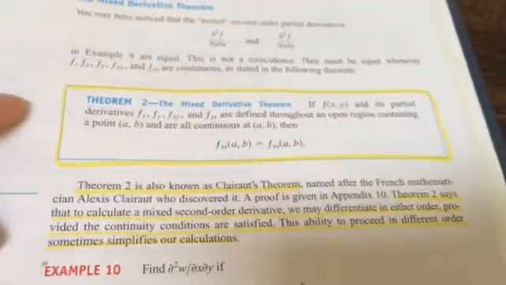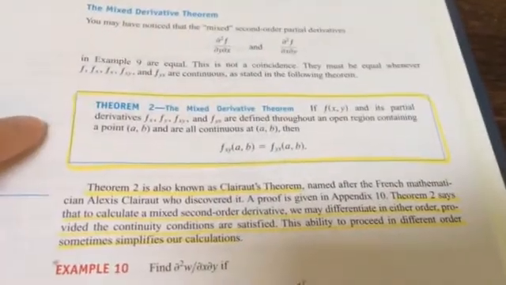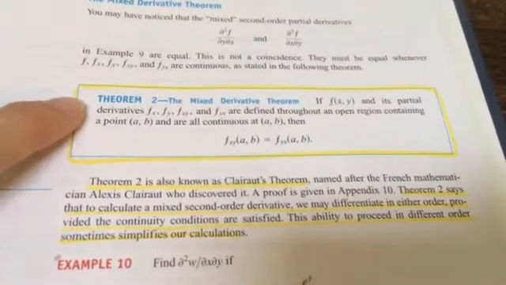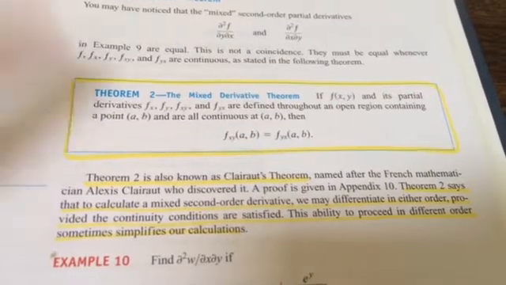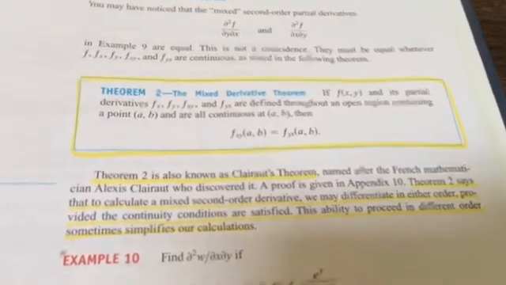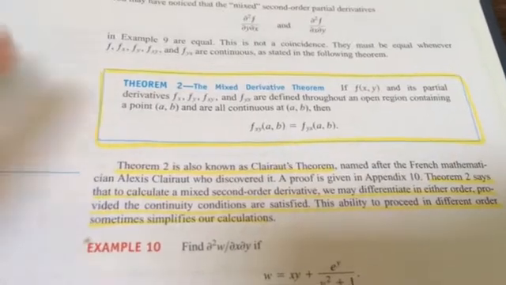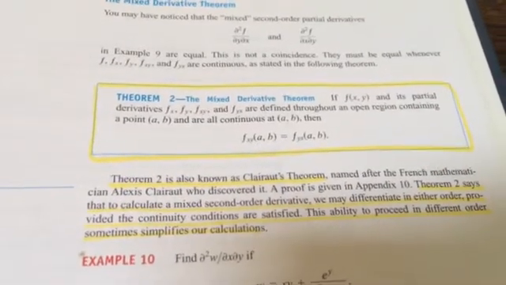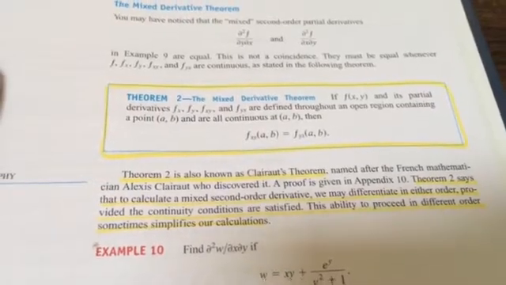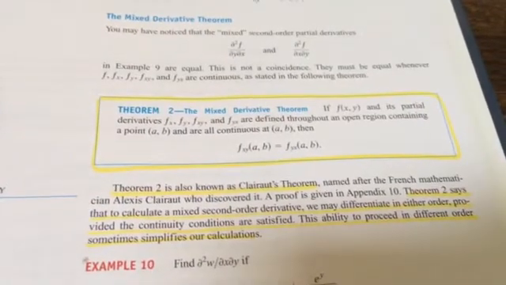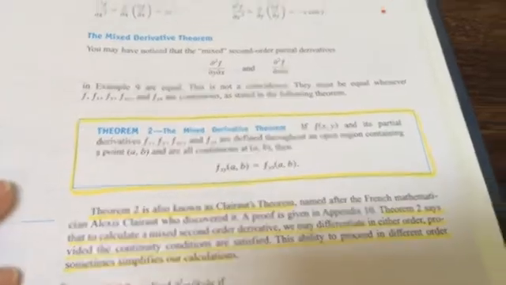So this is the bottom of page 709. You can look at this, and it's saying if it's defined throughout an open region and they're both continuous, then they'll be the same thing. For what you're going to see in your homework problems, I think they're always going to be equal to each other. But just be aware that there are some situations where they're not necessarily going to be the same. So anyway, that's just FYI.